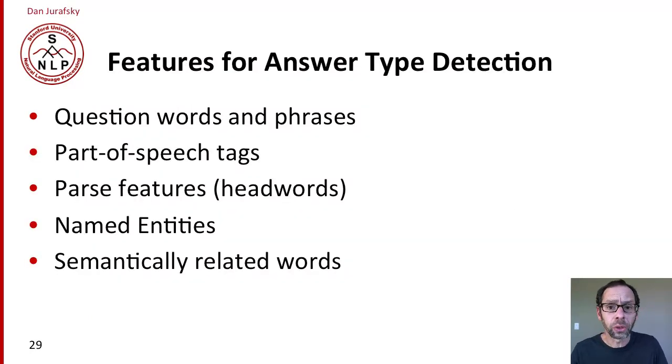And the features we're going to use for these answer types: the words or phrases in the answer, the part of speech tag, we might use the head words we talked about, named entities, semantically related words, and all of these kinds of regular expressions we can handwrite for particular question patterns.